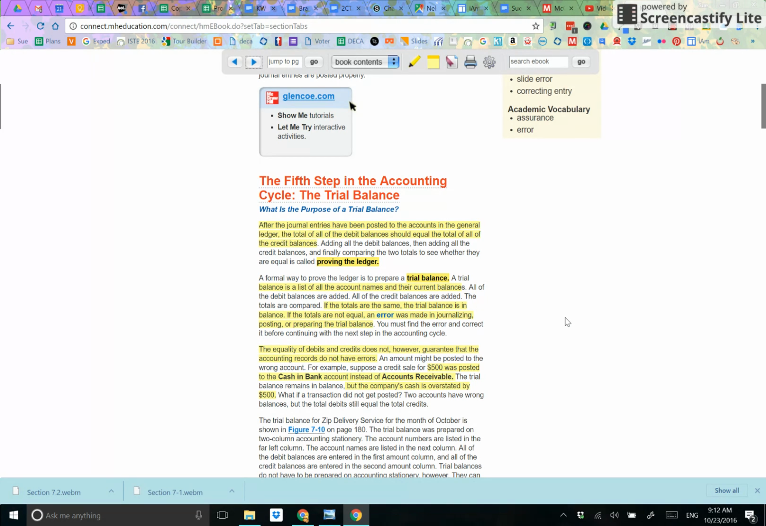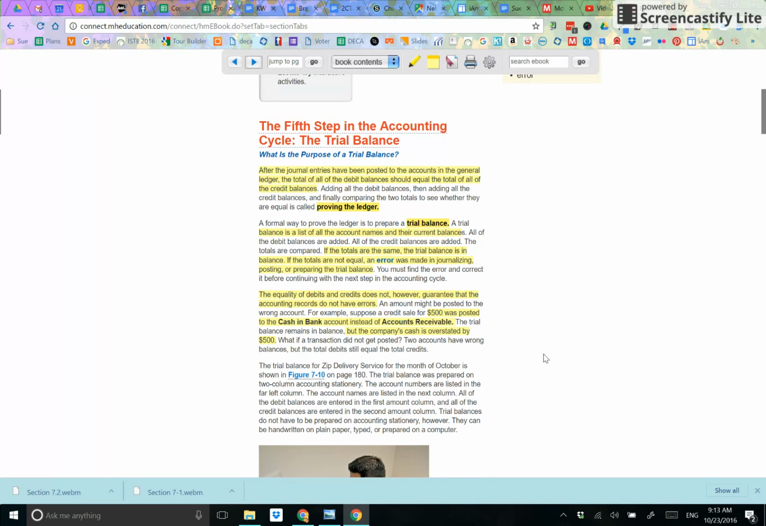And so that's where the biggest frustration is, finding your own error. We're going to talk about that in detail in this section.